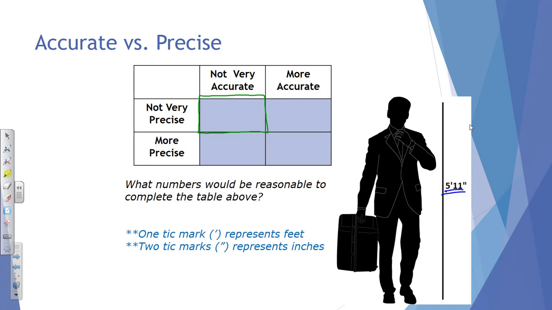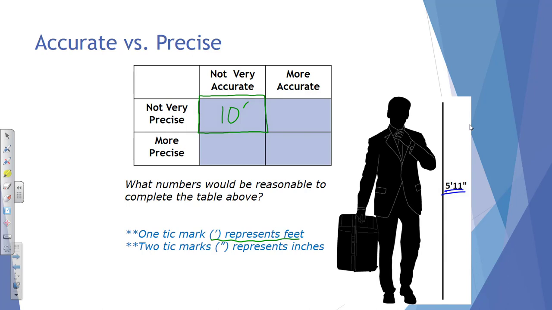Well, there's lots of different answers to this, but I would offer 10 feet. Remember, one tick mark represents feet. If we said he's 10 feet tall, that's garbage. That's not very accurate, and it's not very precise. So we have poor accuracy and poor precision.